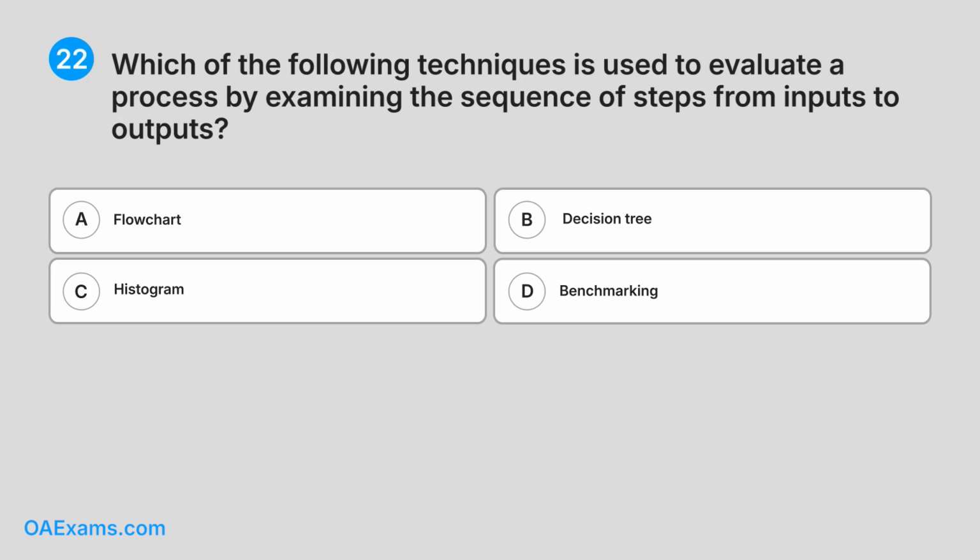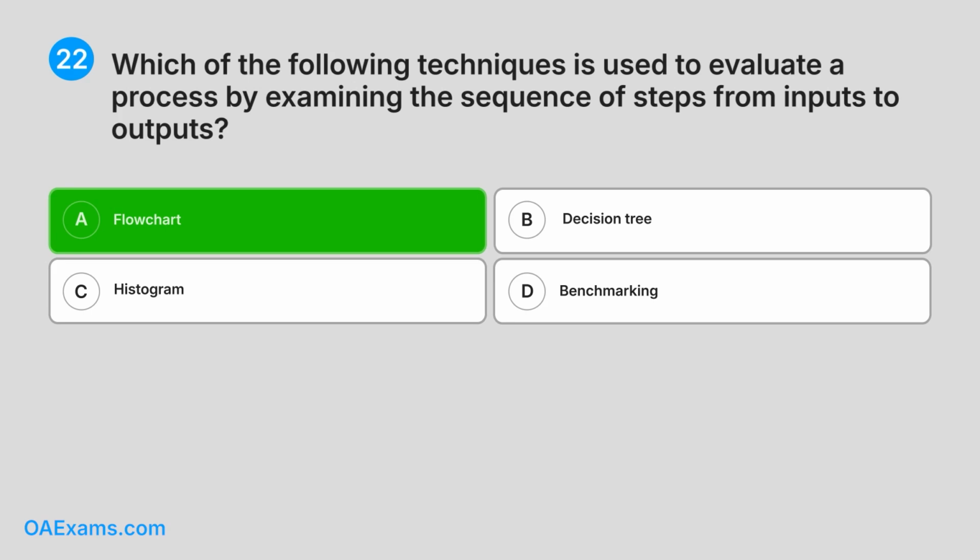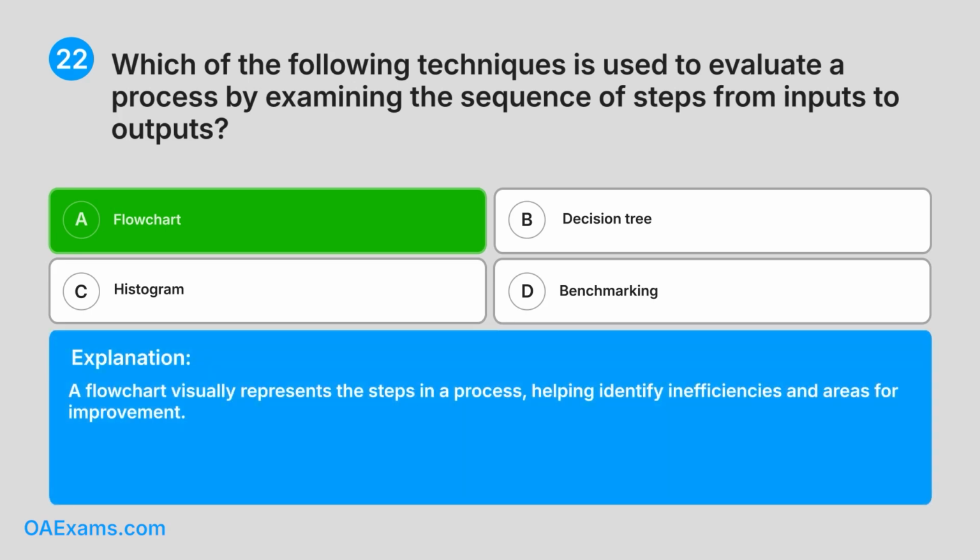Correct answer. A. Flowchart. Explanation. A flowchart visually represents the steps in a process, helping identify inefficiencies and areas for improvement.